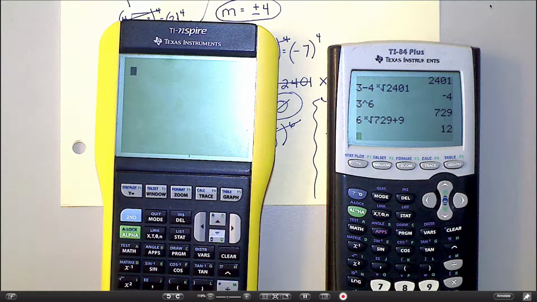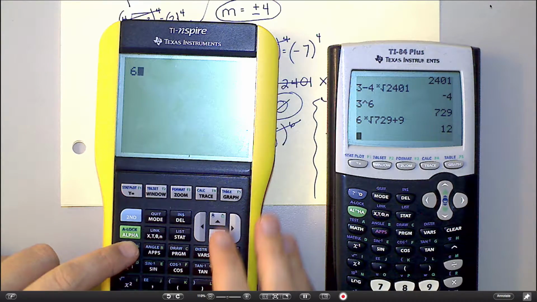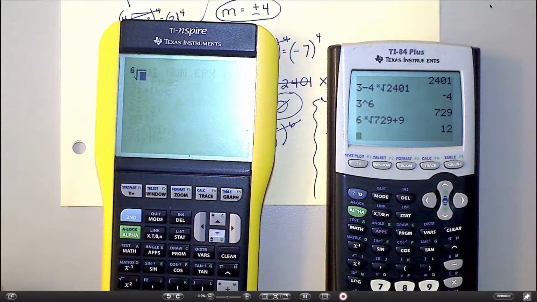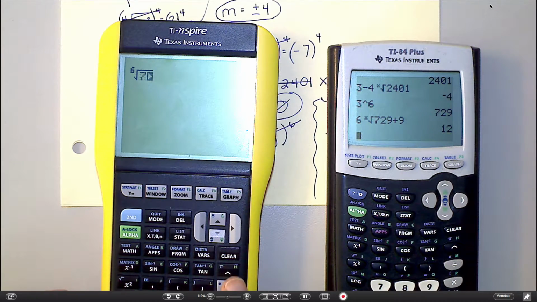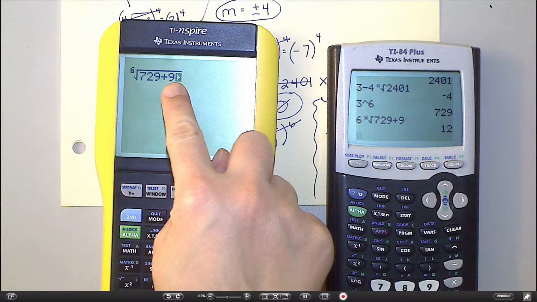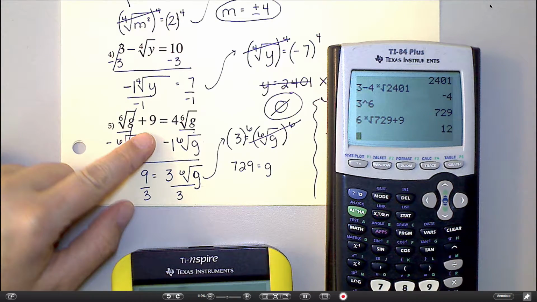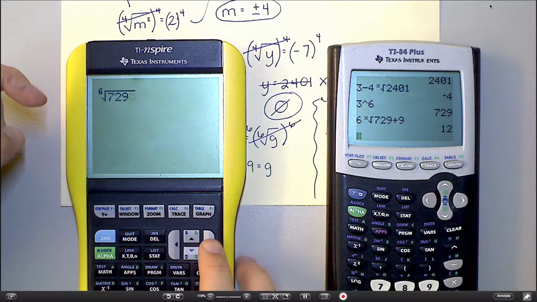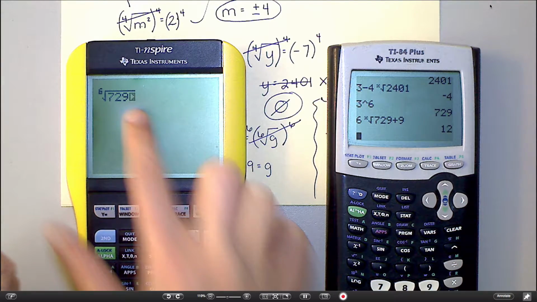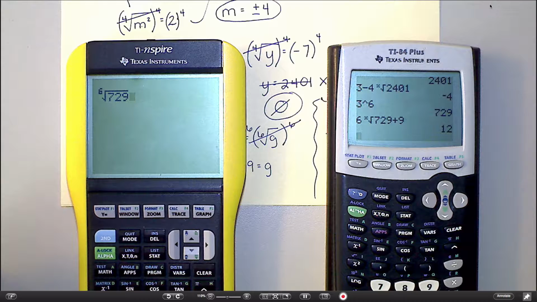Okay, so this would look like 6 root. Now see how this calculator actually puts the 6 up there? So when you type the 729, if you keep typing like that, that's putting the 9 underneath the radical, and you don't want the 9 underneath the radical. Okay, so on this calculator, after you type the 729, you've got to hit the arrow button to come out of the radical, and then you can put the plus 9 out there, and then you're going to get the same answer. You're going to get the 12. Okay? So I just wanted you to see the difference between the two.